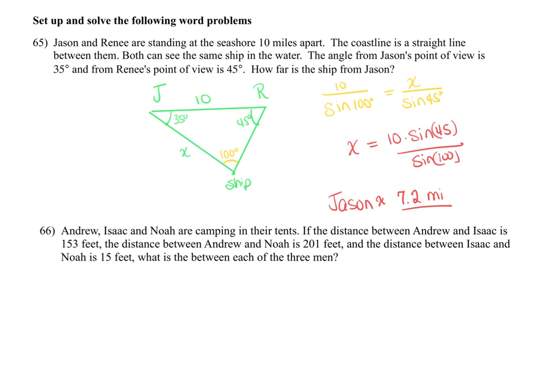Now, if I look at this third one, I have Andrew, Isaac, and Noah camping in their tents, and then they give me just distances. So I'm still going to have this triangle here. The distance between Andrew and Isaac is 153 feet. Between Andrew and Noah is 201 feet. And between these two is 15 feet.